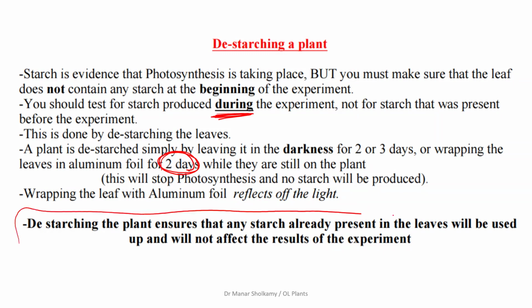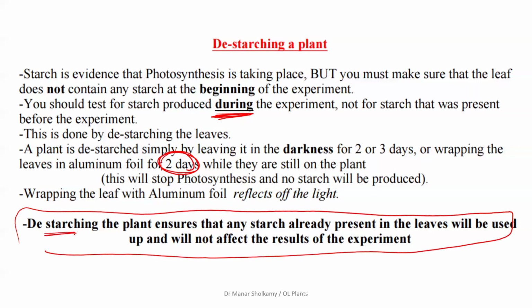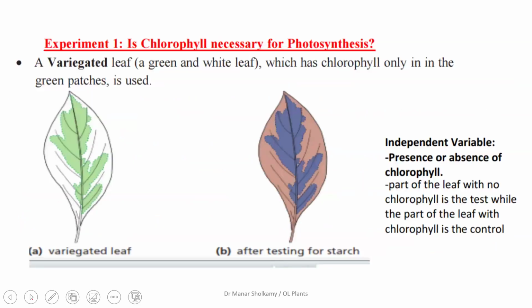So I want you to understand this sentence. De-starching the plant ensures that any starch already present in the leaves will be used up and will not affect the results of the experiment. So your results of the experiment are accurate. Okay? You should test for the starch produced during the experiment, not for the starch that was present before the experiment. Anyone has any questions? Can you repeat the part of the it will not affect the result of the experiment? How?